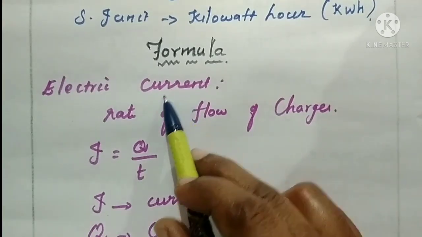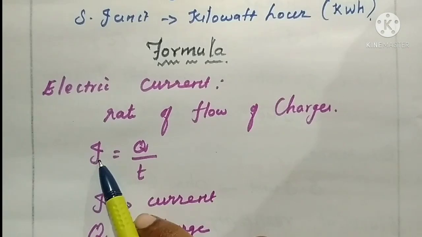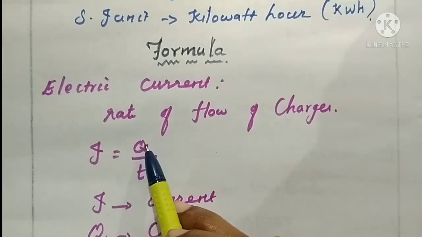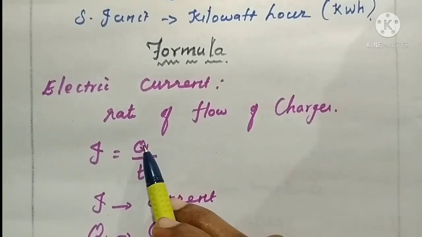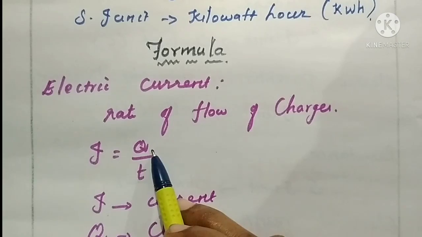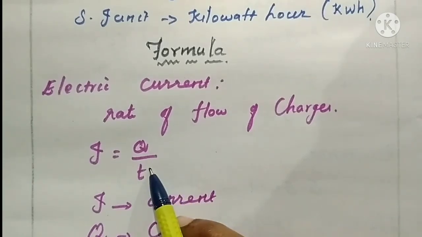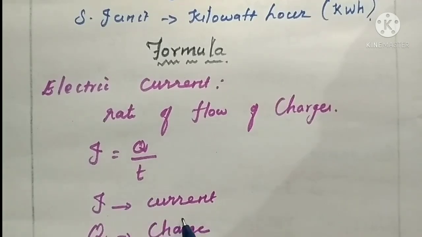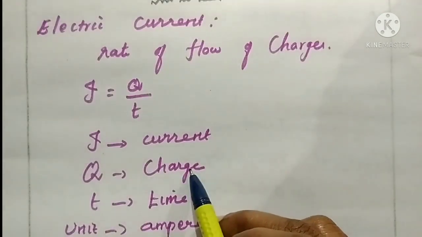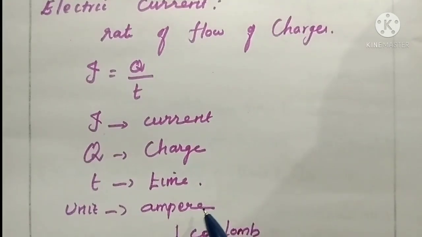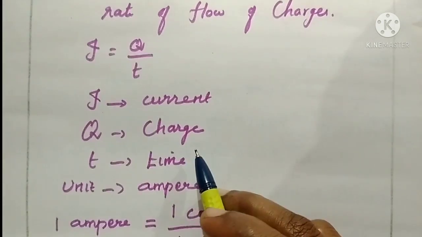So this current can be represented with simple what? I. I is the current and it is equal to Q by T. Q means the charge, divided by time. So current I is equal to charge by time. Here I represents current, Q represents the charge and T represents the time. And the unit of current is ampere.